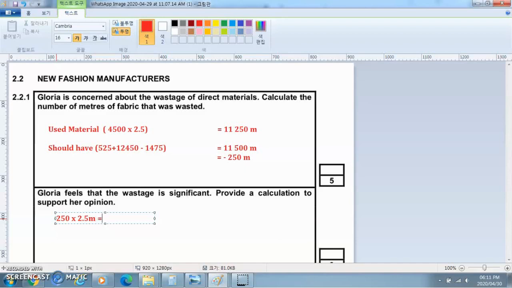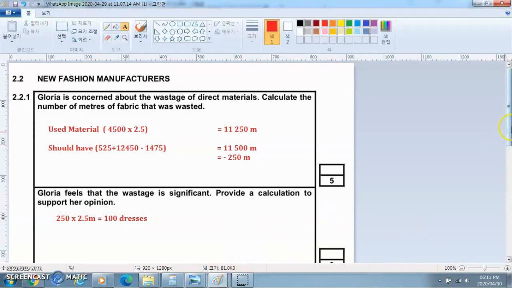So this is equal to 100 dresses. Had we not had any losses, we would have produced 100 extra dresses. You get what I'm saying? So at the end, in terms of this question, I cannot say this loss is significant or not significant. I guess it's up to Gloria to decide if she feels this was too much, or maybe this is actually reasonable depending on the type of company or other circumstances.